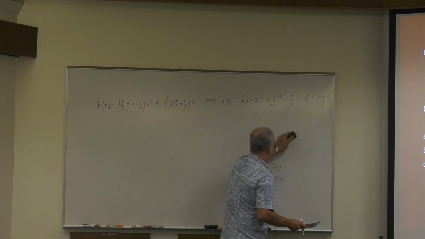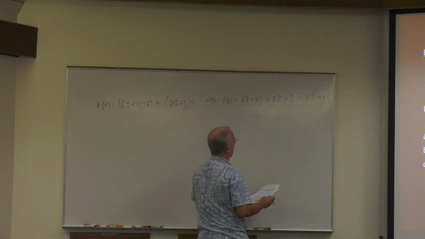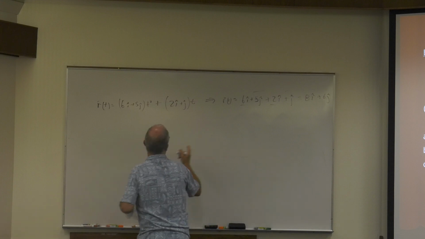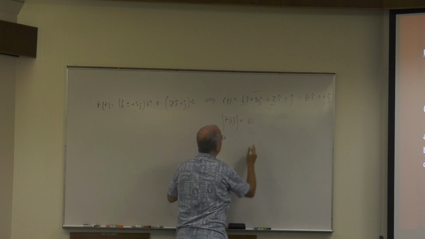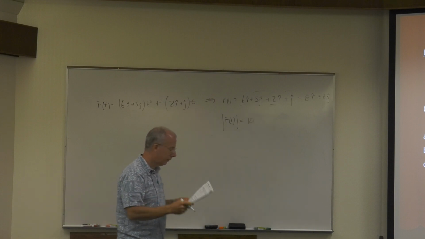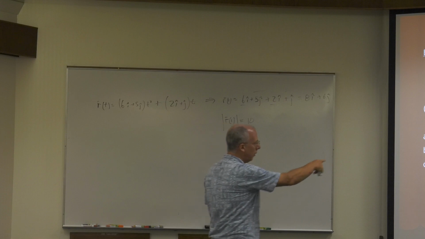Okay, so the distance is 10, right? So that means that we would write that like this. We would say the magnitude of r at 1 second is just 10. Okay, 10. All right, then we do the velocity.